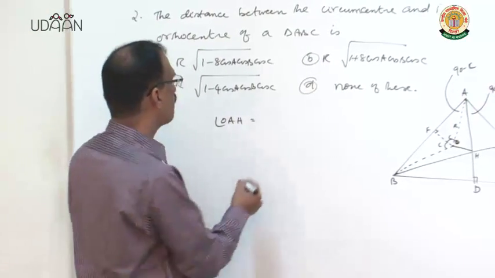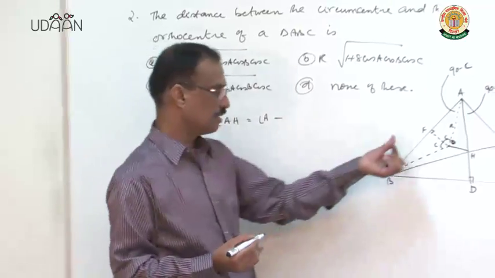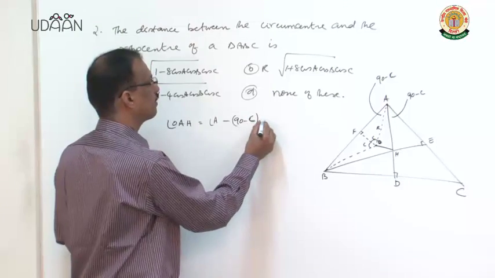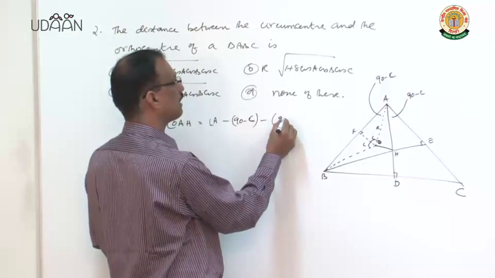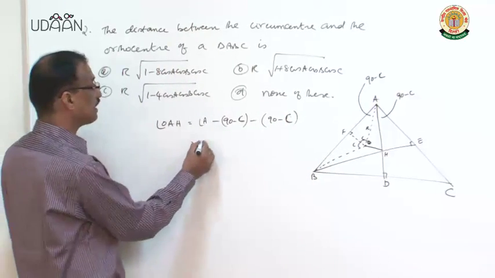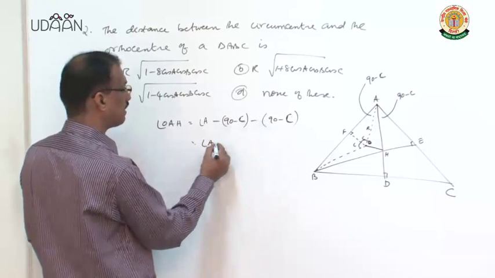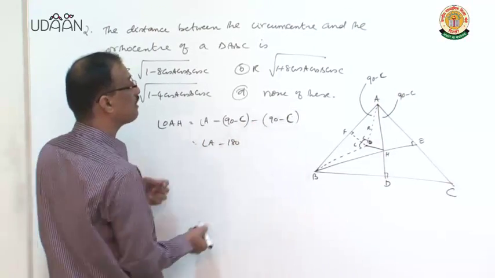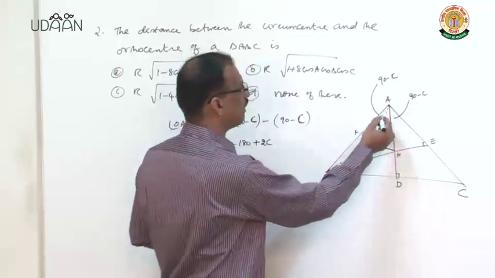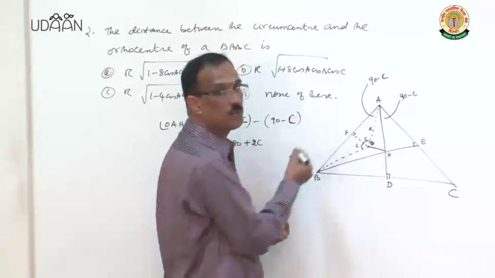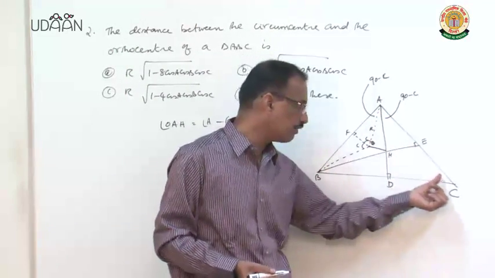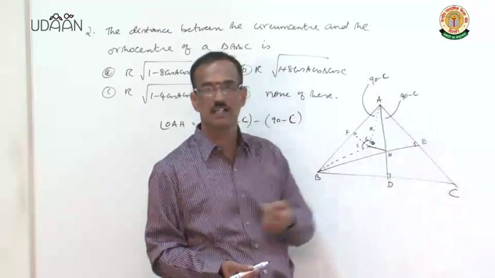What is angle OAH? Angle A minus this (90 minus C), and then minus another (90 minus C). So we get angle A minus 90 minus 180 plus C plus 2C. This whole is angle A. In this triangle we have C and this is 90, so this automatically becomes 90 minus C. Similarly, in this triangle this is C and this is 90, so this becomes 90 minus C.